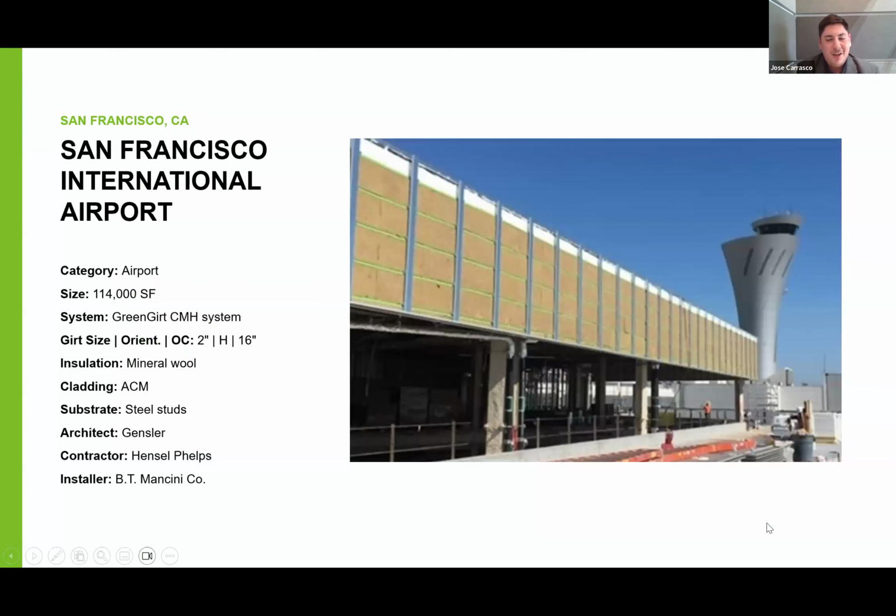Thank you, Kevin. Yeah, we've talked a lot about Z-girts and building envelopes today, so we'll just take a couple minutes here and show you some examples of A2P's Z-girts and continuous insulation in practice. First up, we have the San Francisco International Airport. This is using 100,000 square feet of the Green-girt CMH system with mineral wool. Again, you'll see a lot of mineral wool projects here, but we are compatible with any type of insulation.